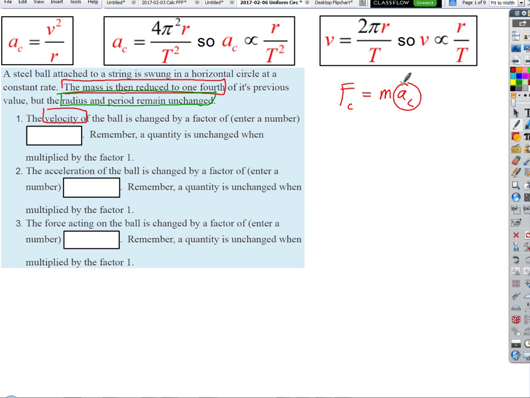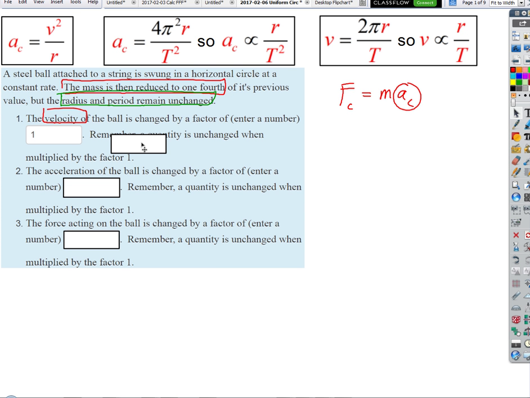So if the mass is changing, what's going to happen to the velocity? Any idea? If I move this out of the way, does it make sense that it's not changing? Because look, if I look at any of these velocity equations, does mass even show up? If the period remains the same and the radius is the same, the velocity is the same. So radius and period are staying the same, and if radius and period are staying the same, then doesn't velocity have to stay the same?